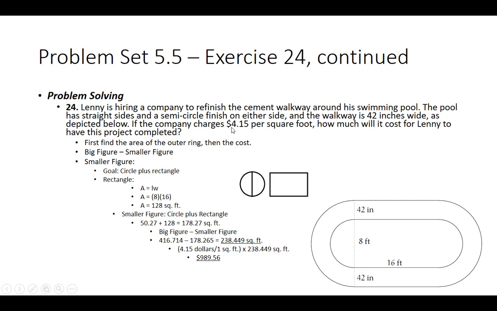We were told that the company charges $4.15 per square foot. So $4.15 per 1 square foot times 238.449 square feet. Square feet will cancel, leaving us with dollars like we want. How much will it cost? 4.15 divided by 1 times 238.449 gives us $989.56. That is the last of the homework.